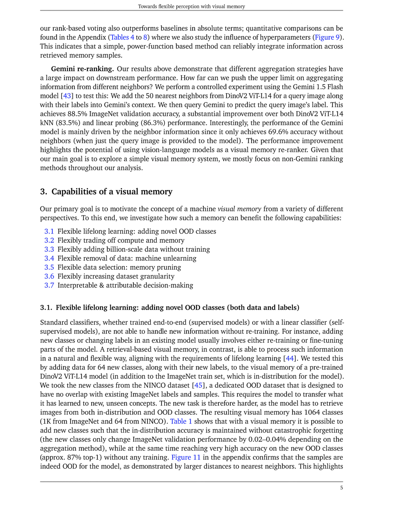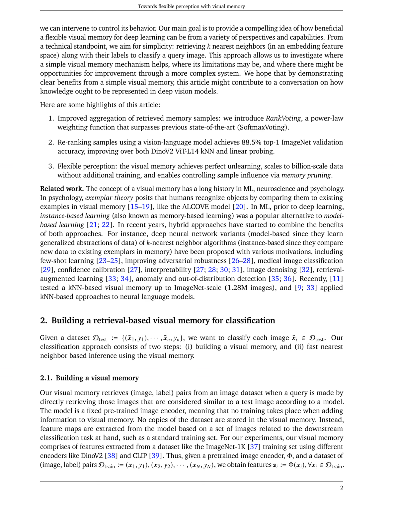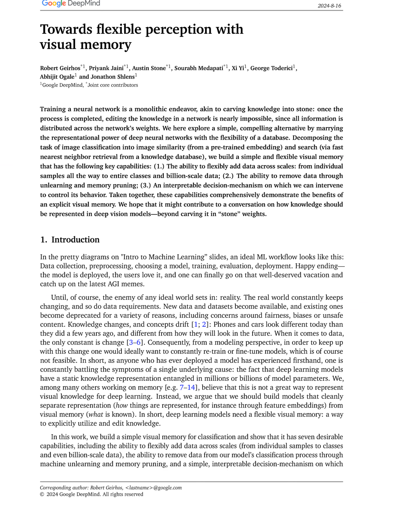This system enables models to incorporate new out-of-distribution classes without retraining, maintaining performance on existing classes while achieving high accuracy on new ones. Additionally, our visual memory facilitates improved decision-making through innovative aggregation methods like rank voting, which enhances classification accuracy by effectively utilizing retrieved memory samples. Overall, this approach provides a more dynamic and interpretable framework for managing visual knowledge in deep learning.